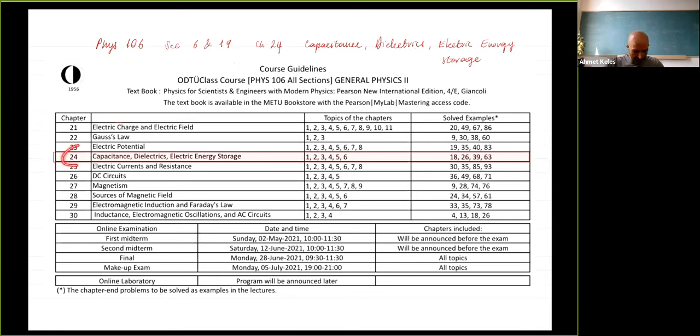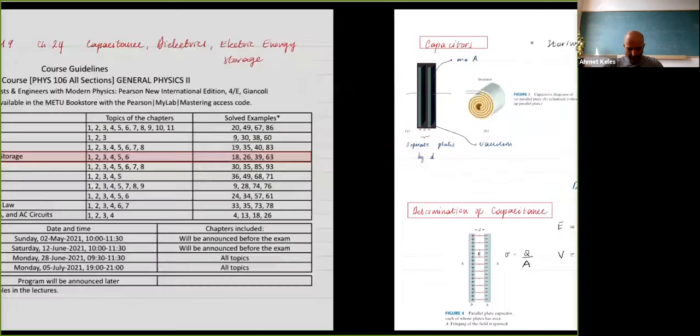So we are in chapter 24 and we are talking about capacitance. We introduced capacitance on Monday. Today we are going to talk about dielectrics and electric energy storage. Again, these are your reading assignments and these are suggested problems. So here's what we did on Monday.